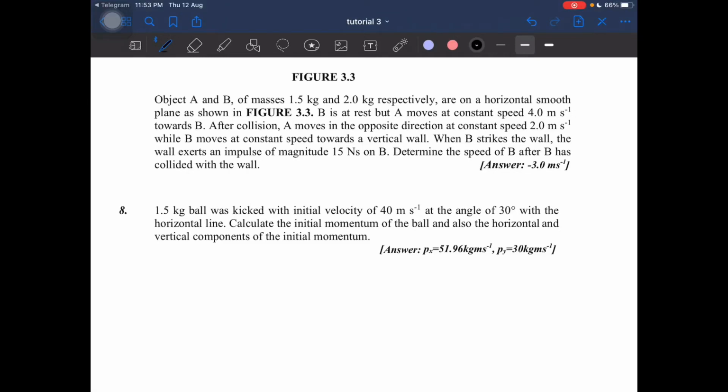Right, second last question. No, third last question. 8, 9, 10. Yeah, okay.